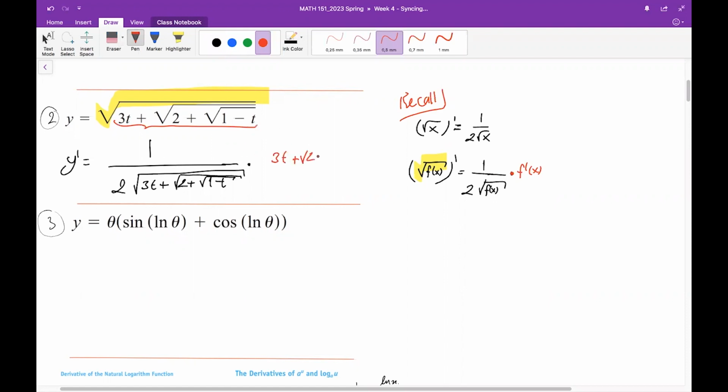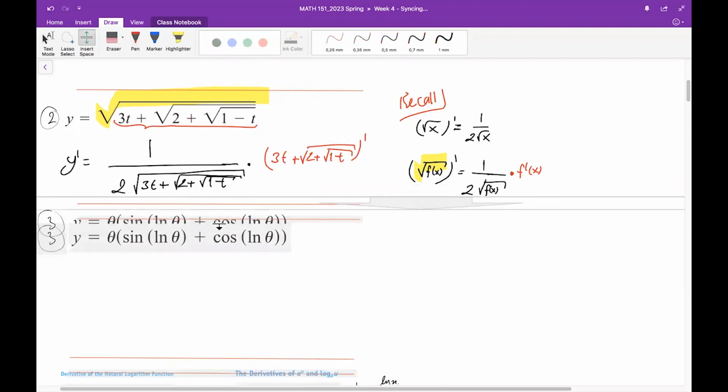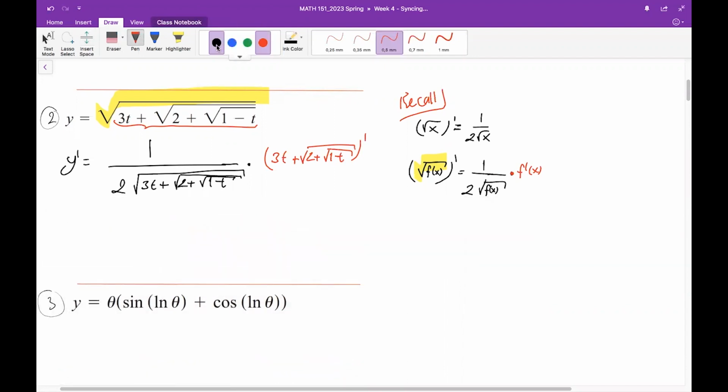3t plus 2 plus 1 minus t square root. I need to multiply this first expression with the derivative of this one. Now let's deal with the derivative of that expression. How can I handle it? Okay, let's deal with it. 3t is differentiated as 3, obviously.